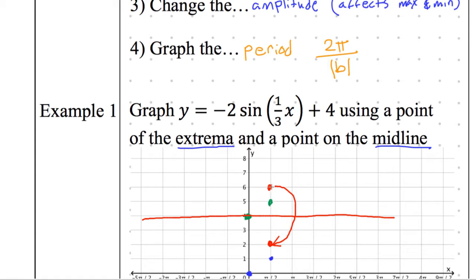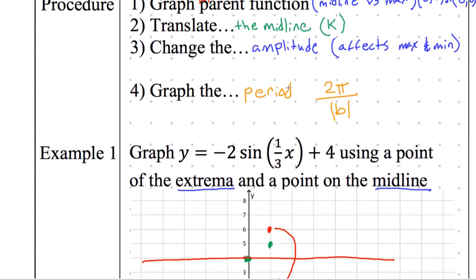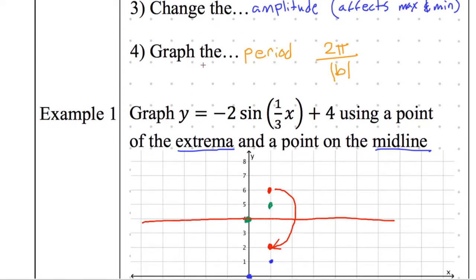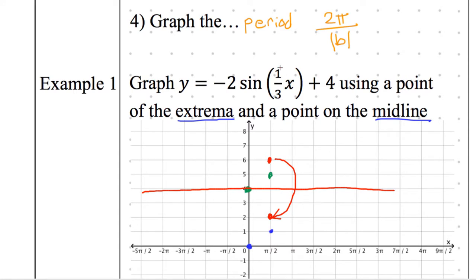All right, so last step. Sorry, we just did step 3, so we're on the last step, graph the period. So now we have been ignoring the fact that our period has been wrong. Our period is being affected by this 1/3. So our period, we need to do 2 pi divided by b. So what is our period? How often does our graph repeat? 2 pi divided by 1/3. Yes. So it'd be 6 pi.